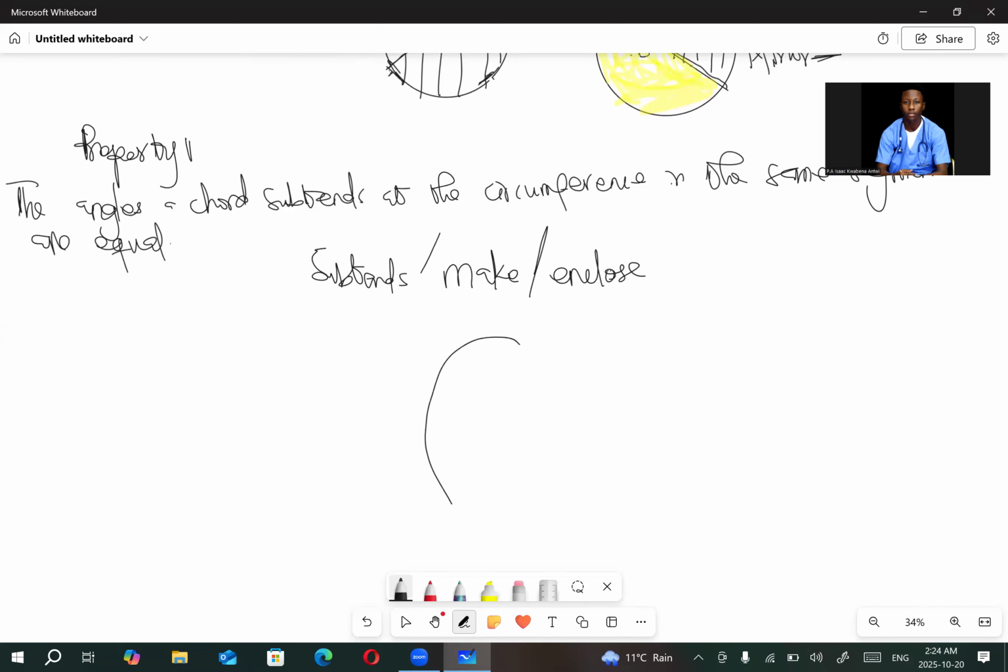So we have a circle here. You know, a chord is a straight line drawn in a circle that touches two points on the circumference. Now, this chord can be made to subtend an angle. How?